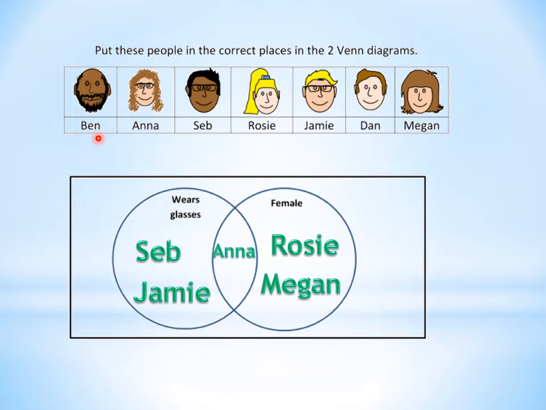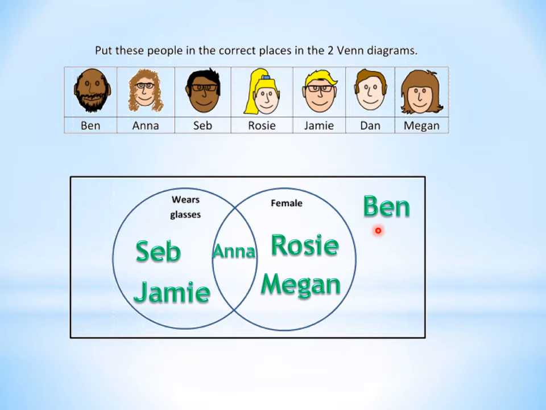Where does Ben's name go? I need to write him somewhere. Yes, I will write him outside the two circles, but inside this rectangle. All the names have to be inside this big rectangle. So I will write Ben here.